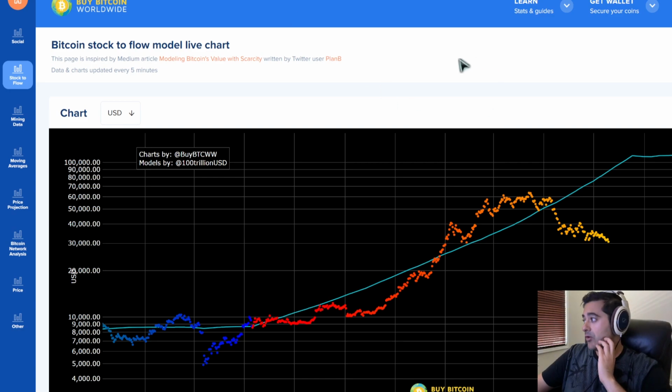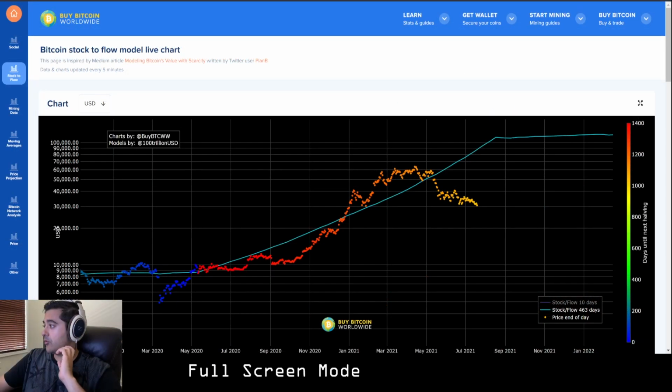If we take a look at the Bitcoin stock to flow model, we'll end with this. The Bitcoin stock to flow model, you can see, is very, very deviated from where the price is supposed to be. Right now, the Bitcoin price is sitting at around 30,000. The stock to flow model is predicting the price right now at 87,000. So we are insanely undervalued right now.